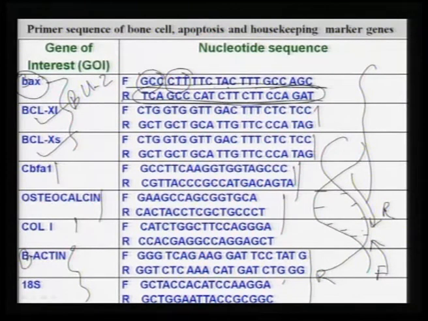If you carefully notice, all these genes of interest, from Bax up to 18S, their nucleotide sequence can never be identical. There must be some difference in certain nucleotide sequence. If you carefully go through it, you do not find any identical nucleotide sequence.